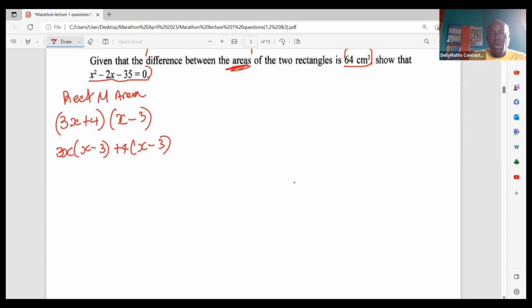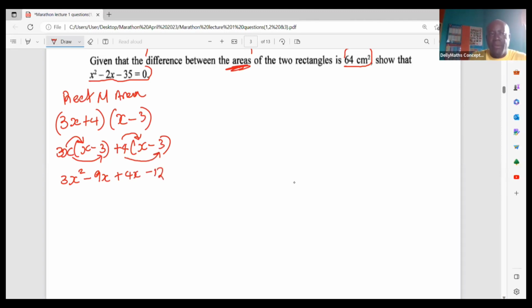For example, when the 3x multiplies by the x, you'll get 3x to the second. This same 3x multiplied by the negative 3, you're going to get negative 9x. When this positive 4 is multiplied by x, you'll get positive 4x. And when this positive 4 is multiplied by the negative 3, you'll get negative 12.